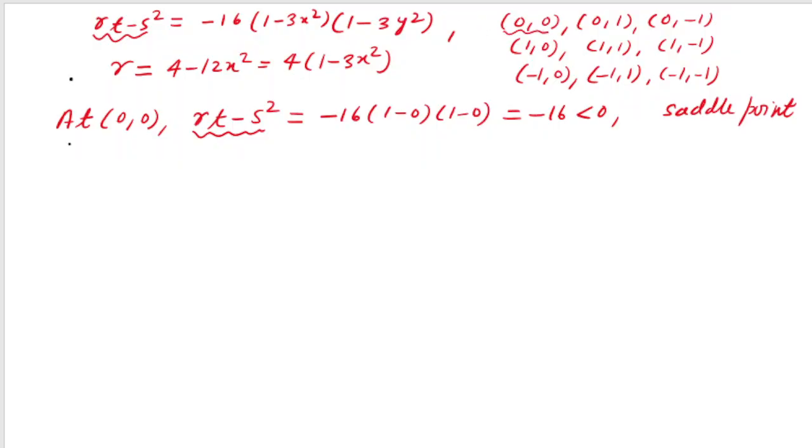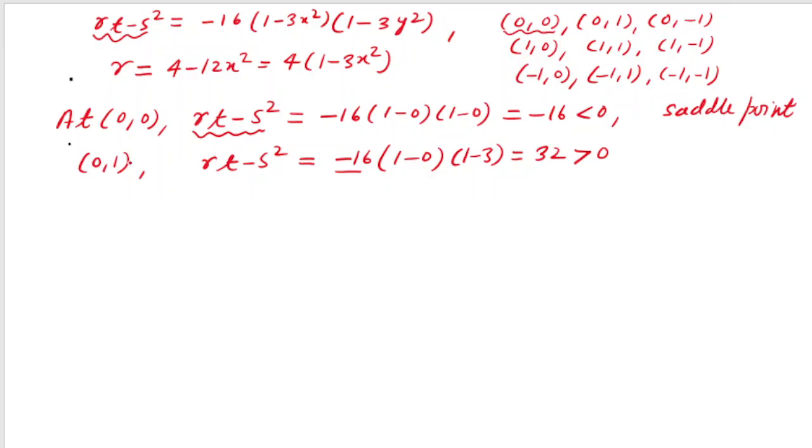So I talked about 0, comma 0. Now take the point 0, comma 1. So if I take the point 0, comma 1, rt minus s square will be equal to what? Minus 16 and 1 minus 0 and then 1 minus 3. So I will get minus 16 into minus 2, that is equal to 32 greater than 0. So at 0, comma 1 we are getting rt minus s square that is greater than 0.